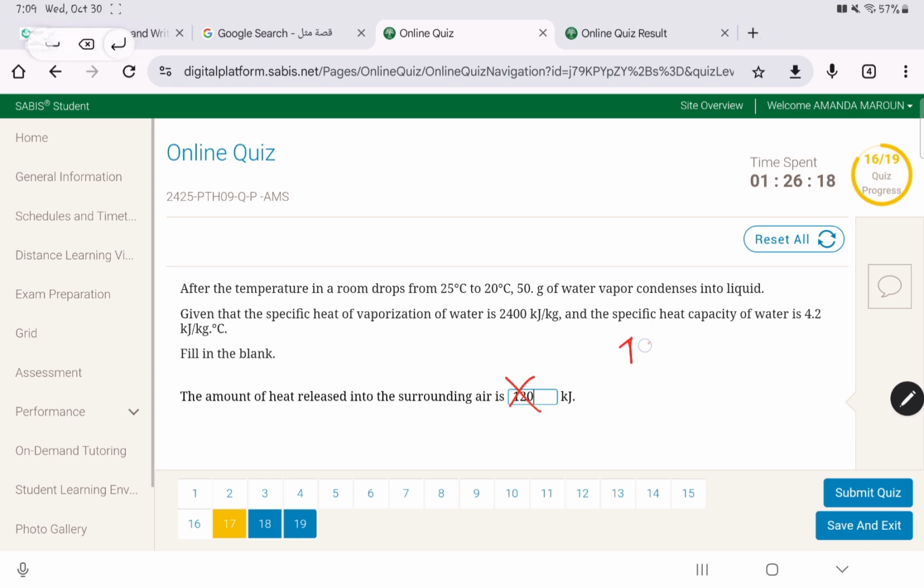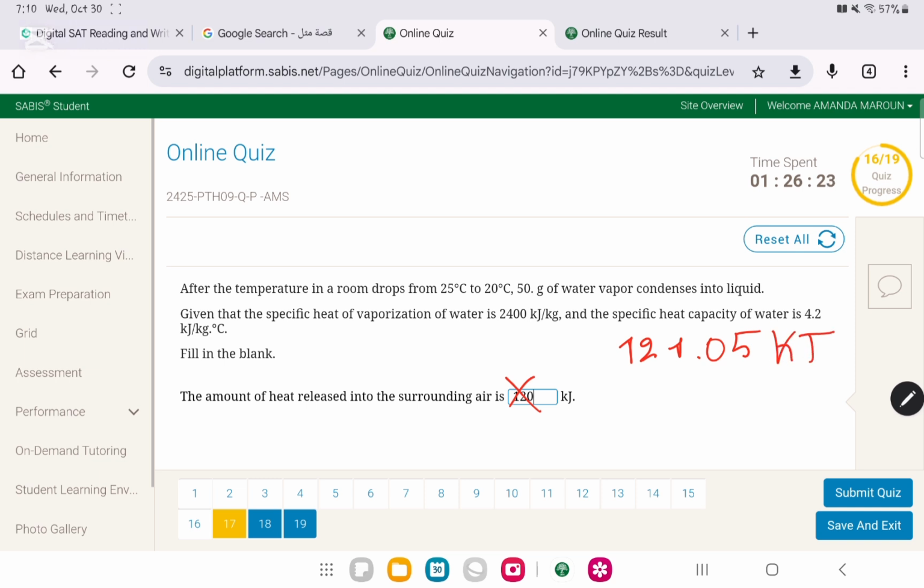The correct answer is actually 121.05 kilojoules. I checked my answers online. If you guys want to double check, you can. But I'm pretty sure that this question is wrong. The answer is wrong because this is supposed to be its answer.